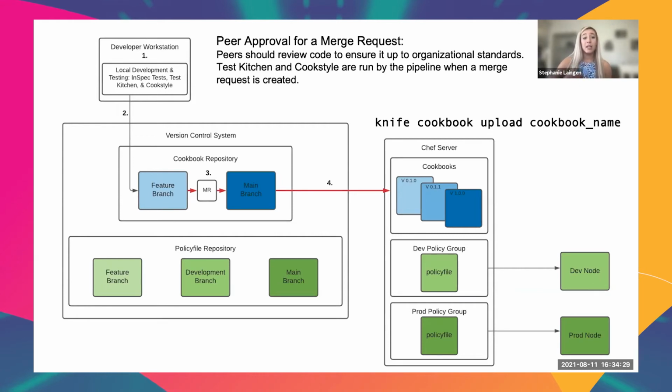So basically, in step 3, our pipeline is going to run linting, which is CookStyle, and run our Test Kitchen. And when our peers go to review our merge request, they'll see those successful runs and they'll be able to confidently approve our changes. Once those changes are approved and merged into our main branch, our pipeline will automatically run that knife cookbook upload command that had to be run by the developer manually beforehand. And this will just do the exact same thing as before, but quickly and without any human interaction. Here, the human interaction is the approval of the merge request.